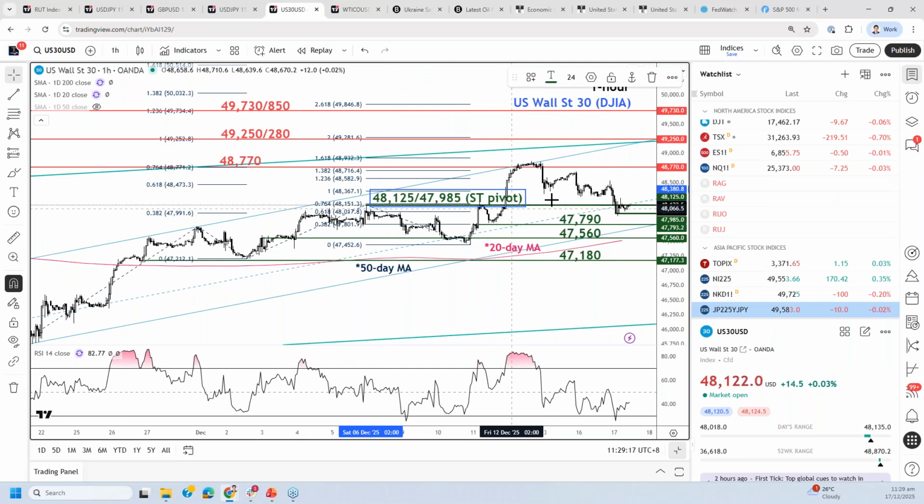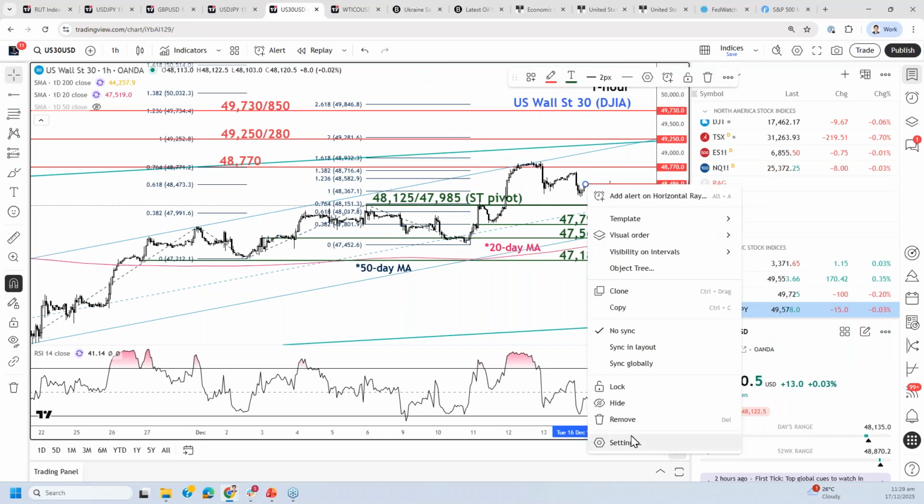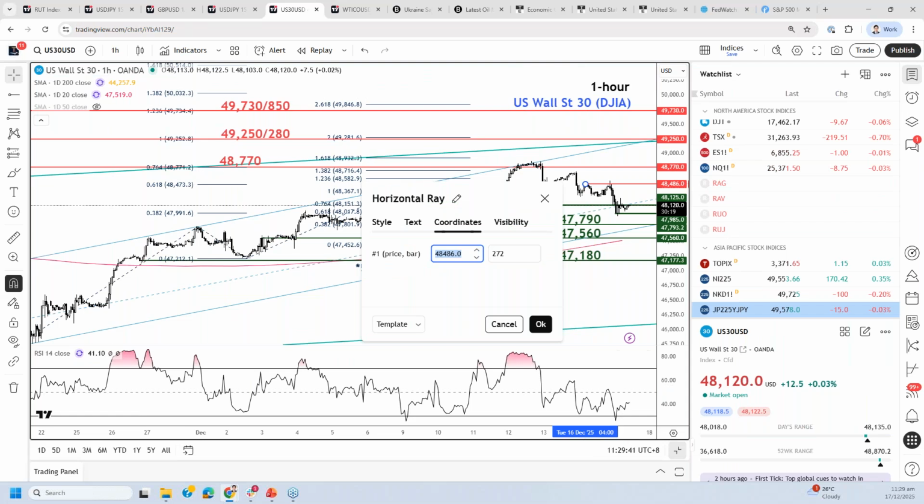But two key resistance levels to watch out for today will be yesterday's US session high at the start of the US session, which is at 48,780, and 48,480.